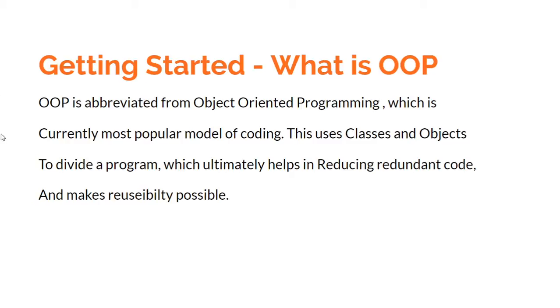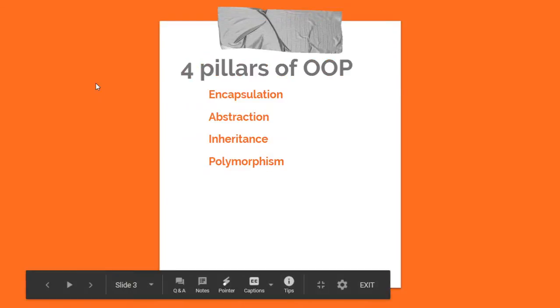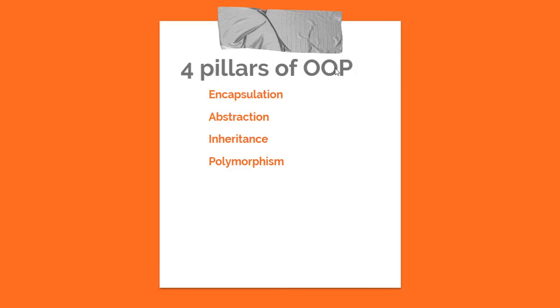Now let's get to our next slide. That is the four pillars of object oriented programming. Now the four features that make OOP one of the most famous approaches to be adopted. Those are encapsulation, abstraction, inheritance, and polymorphism. Now let's talk about encapsulation.